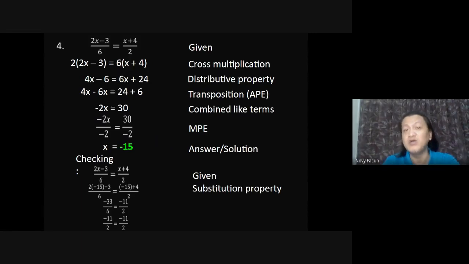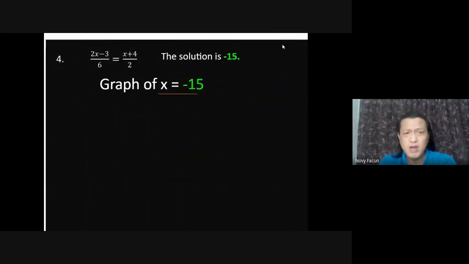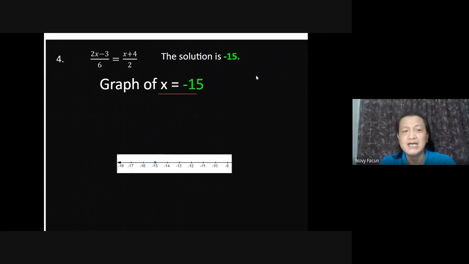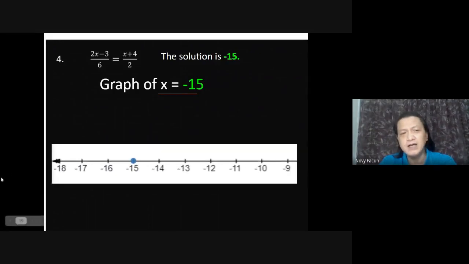Kailangan alam mo rin kung paano ipakita. Kasi doon mo makikita kung equal ba siya. Kasi pag hindi equal to, maaaring mali yung sagot mo na x. Kaya kailangan mong makita na equal ito. Okay. And then, you can now graph the value of x, which is negative 15. Yun yung solution natin. Kaya, since this is negative, plot ka lang ng number line, but this is negative, kaya itapat mo siya sa taas ng negative 15. And shade mo siya. This is your solution.